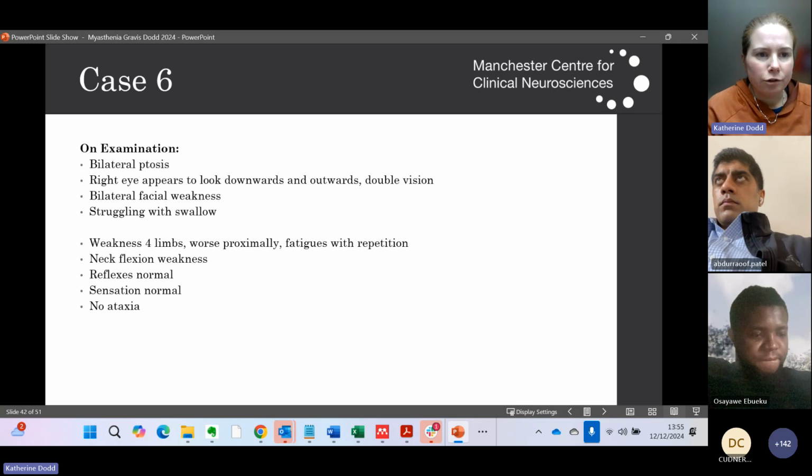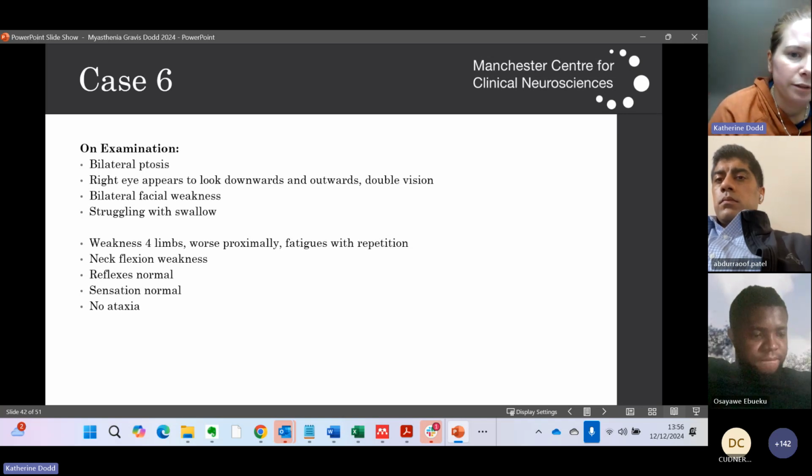On examination, he had bilateral ptosis. His right eye was sort of down and out. He was complaining of double vision. He had bilateral facial weakness, struggling with his swallow, weakness in 4 limbs, which was worse proximally and fatigued with repetition, and neck flexion weakness, but reflexes were normal, sensation was normal, and there was no ataxia.